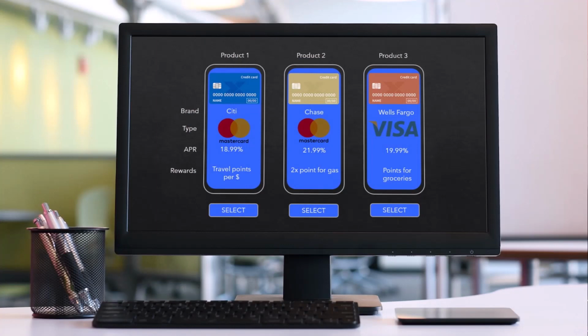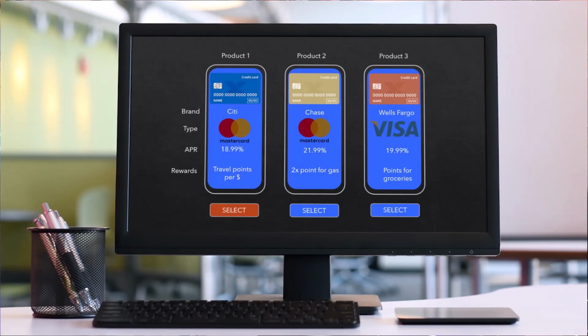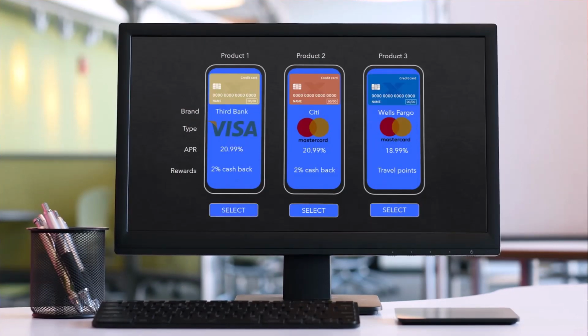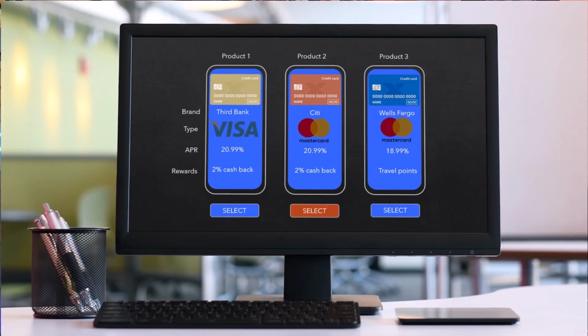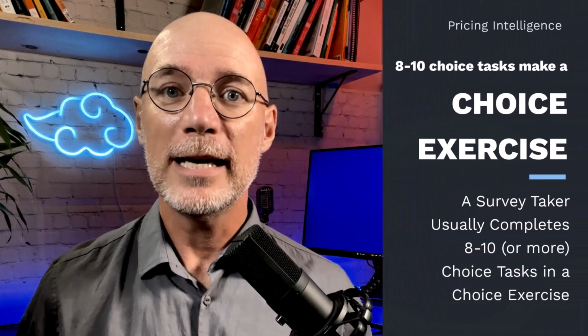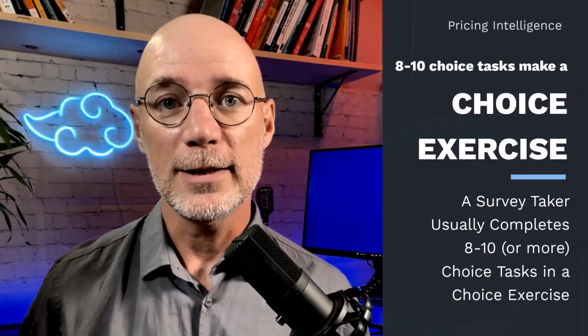When survey takers review these, they select the one they prefer, and then a set of new credit cards are shown, again with all the information. And it goes on and on. Each survey taker makes about 8 to 10 choices. The series of choice tasks is called the choice exercise.